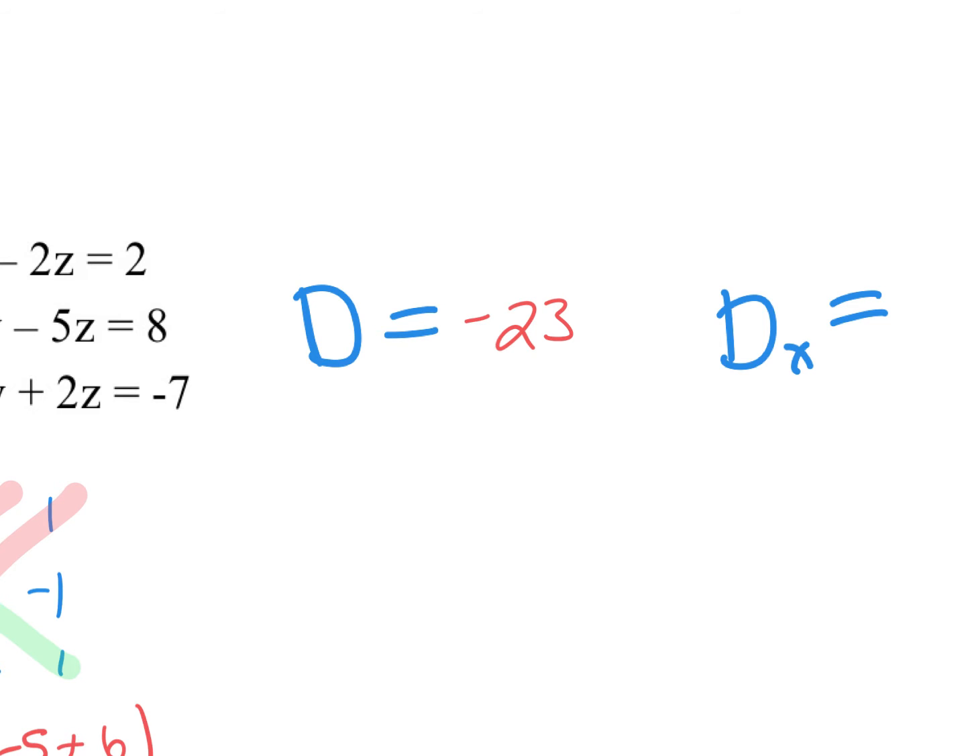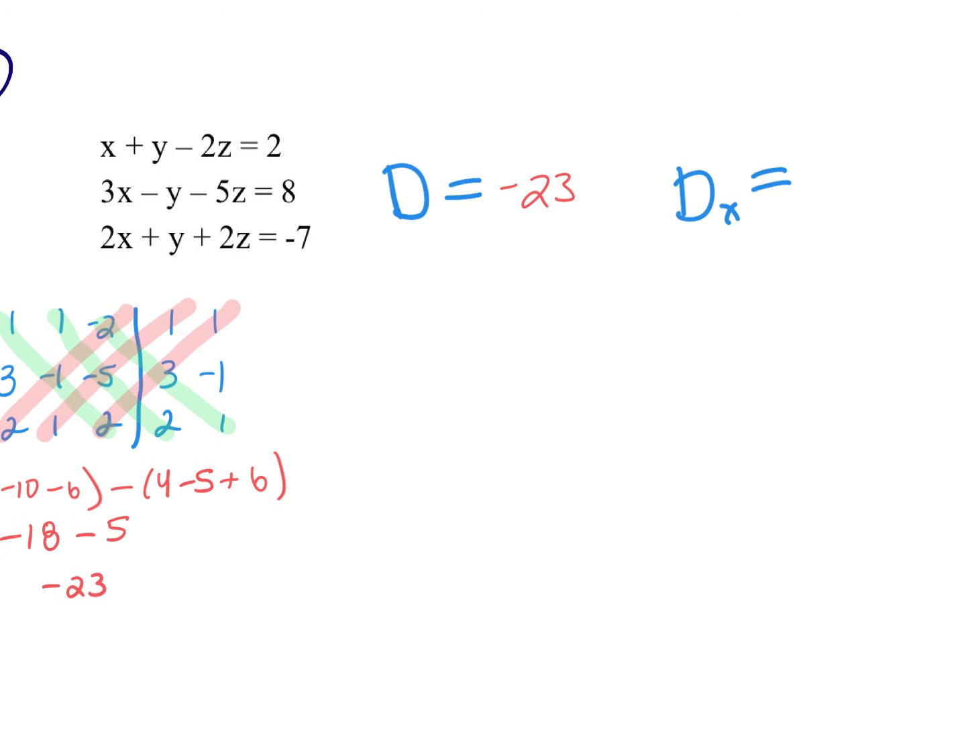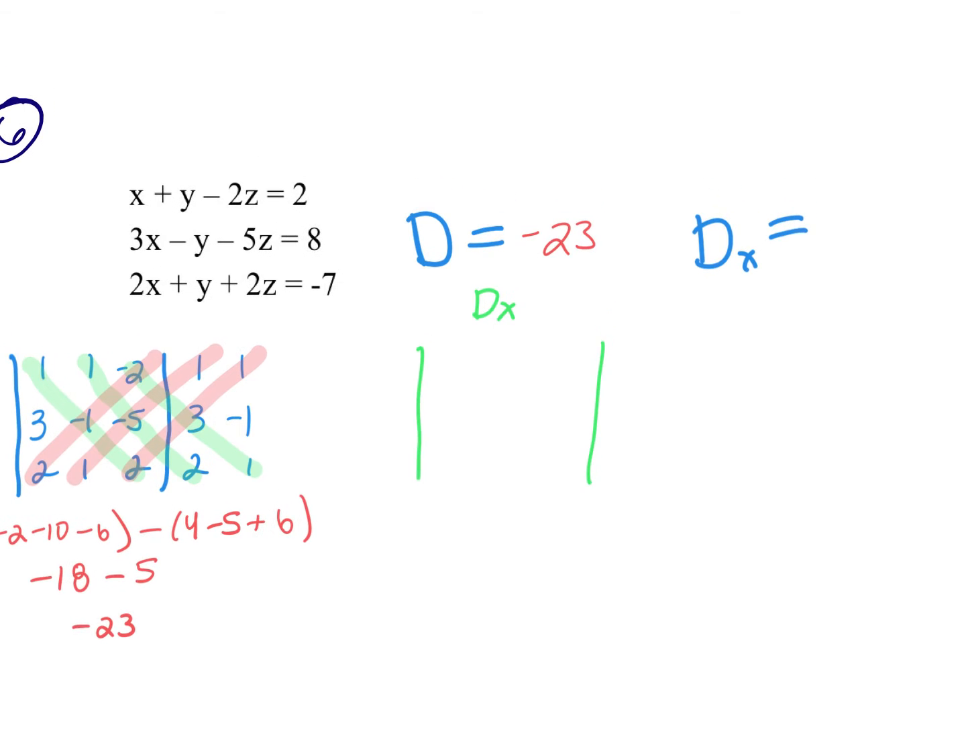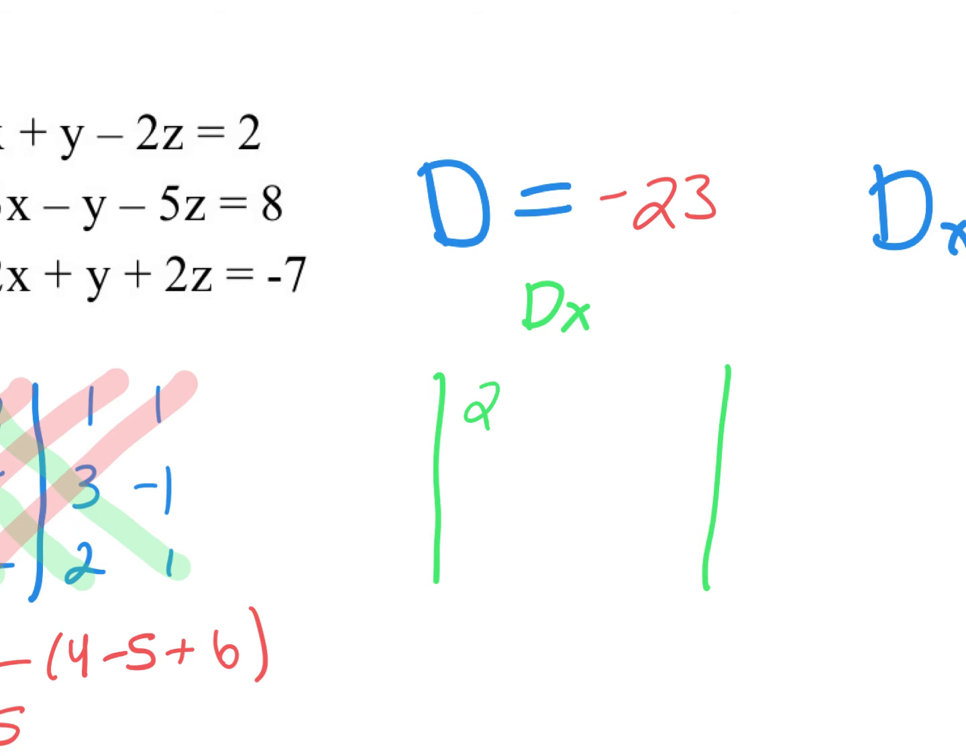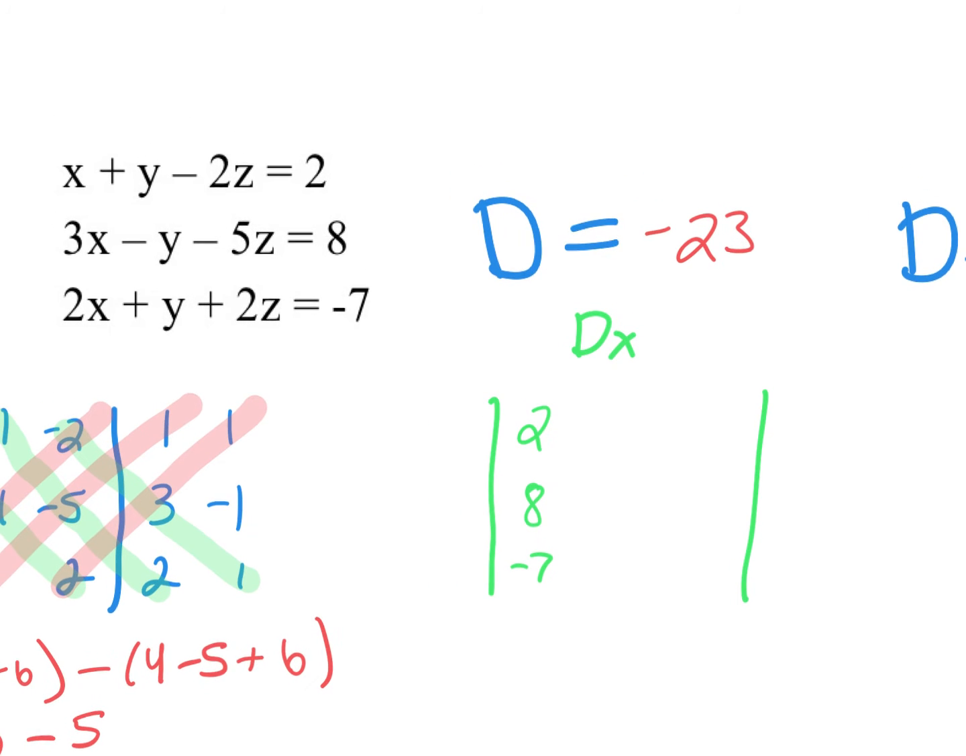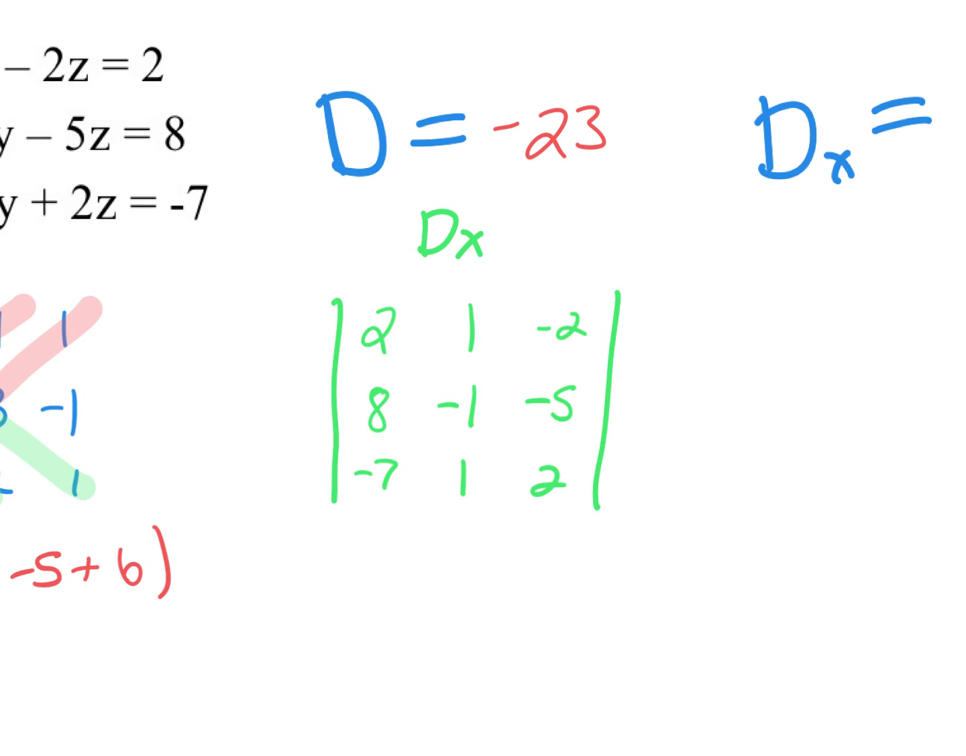So we're going to take all of our determinants, d sub x, d sub y, d sub z, and divide that by negative 23. So we're going to just do this same process 3 more times. I'm going to find d sub x, meaning instead of x, I'm going to use the answers. So I have 2, 8, negative 7 in my first column. Then I have my y coefficients, 1, negative 1, 1. Then my z coefficients, negative 2, negative 5, and 2. We're going to recopy the first and second column. 2, 8, negative 7, 1, negative 1, 1.